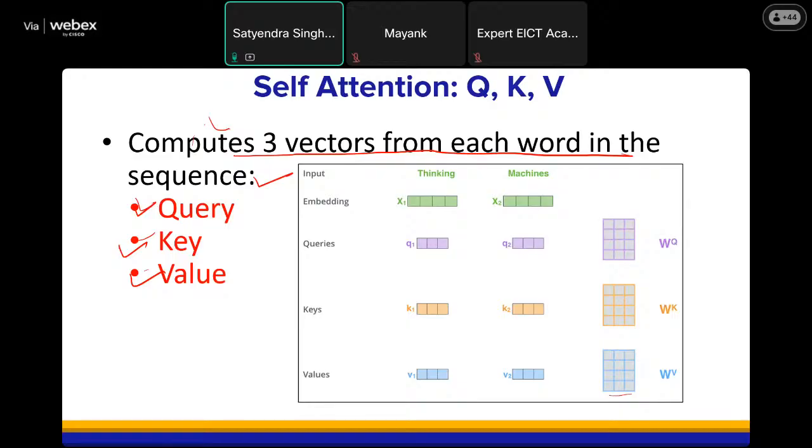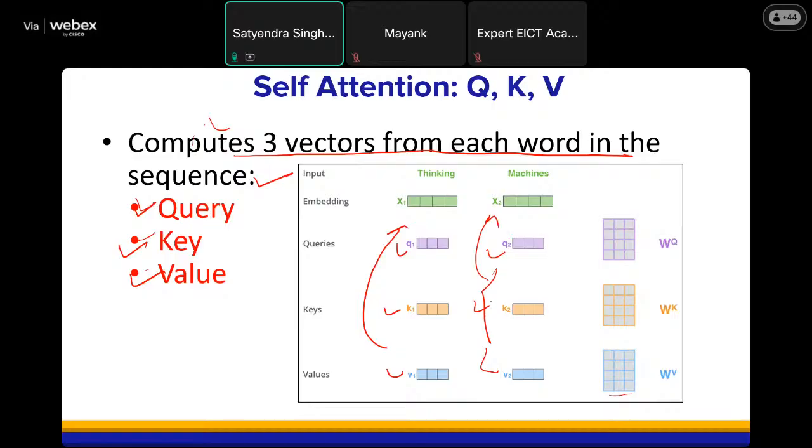Instead of giving word embedding directly, it first converts each word into three vectors: query, key, and value. The computation is done using trainable parameters. There are some weight matrices involved, and these weight matrices are trained during the training time. Once it is trained, you can say this q1, key1, and value1 represent x1, and this q2, key2, and v2 represent x2.